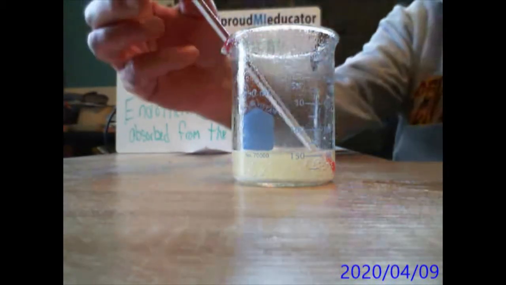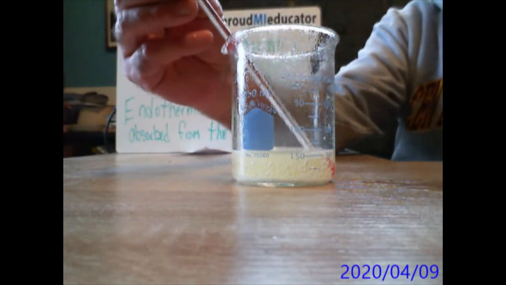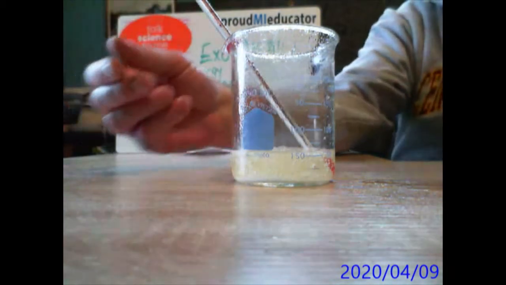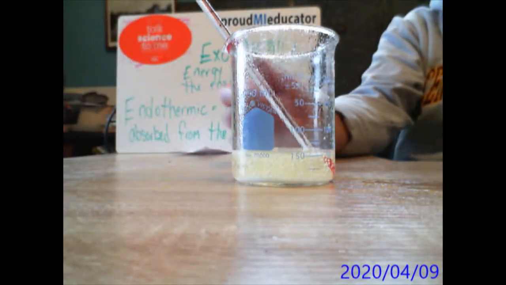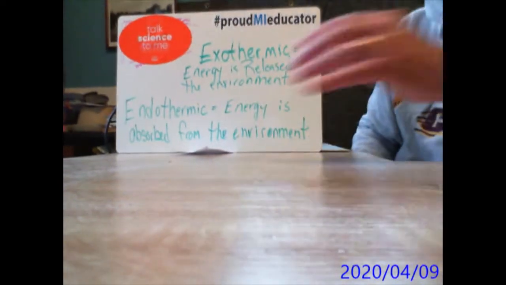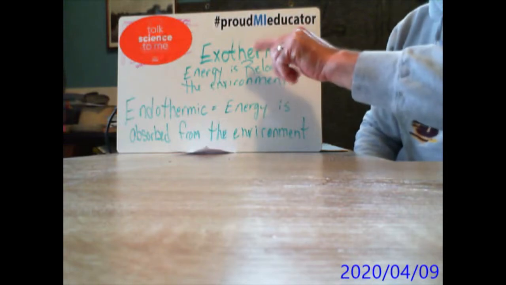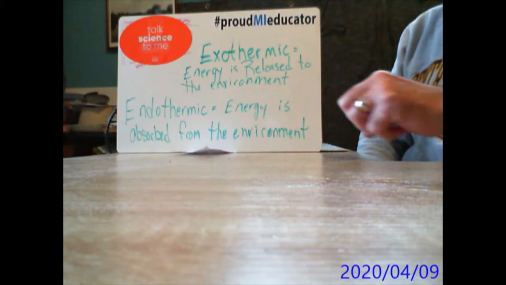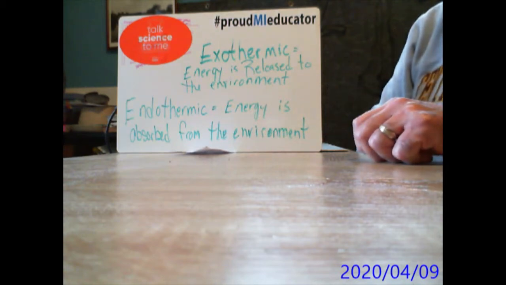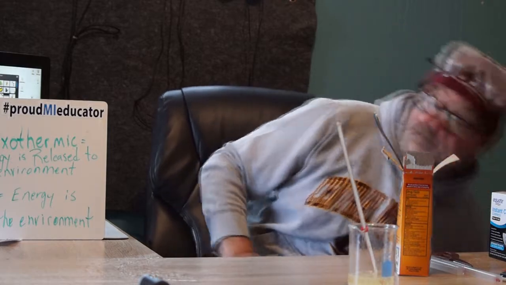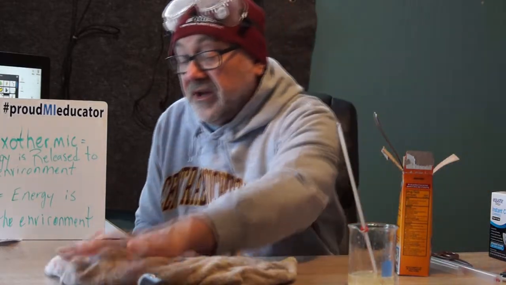And now when I read my thermometer, we started at 21 degrees Celsius. It is 15 degrees Celsius now. So in the course of this reaction, instead of releasing a sum of energy to the environment, this reaction absorbed energy from the environment. And the temperature went down. That's our evidence. Evidence is that the temperature went down.